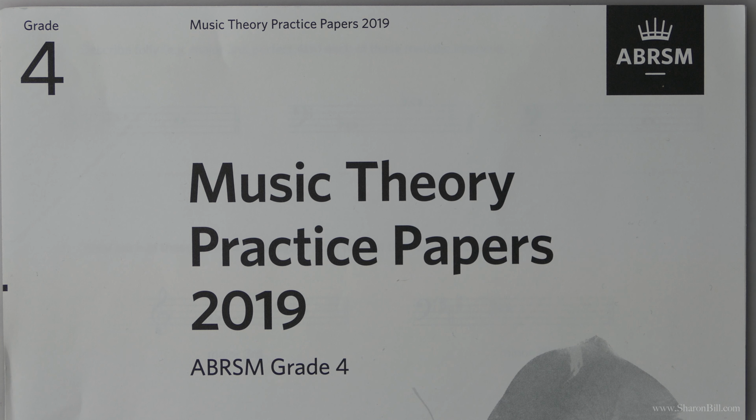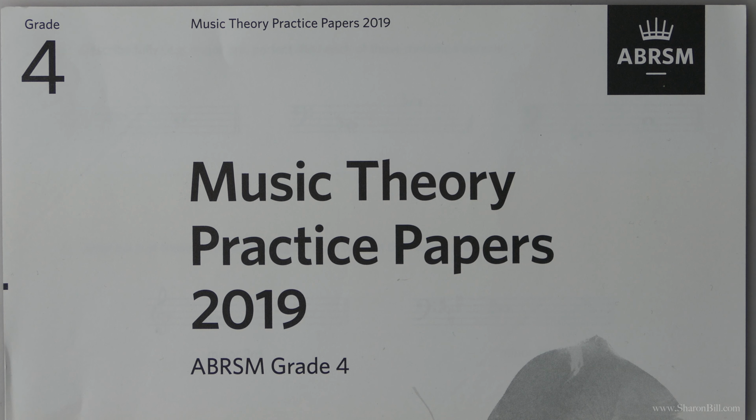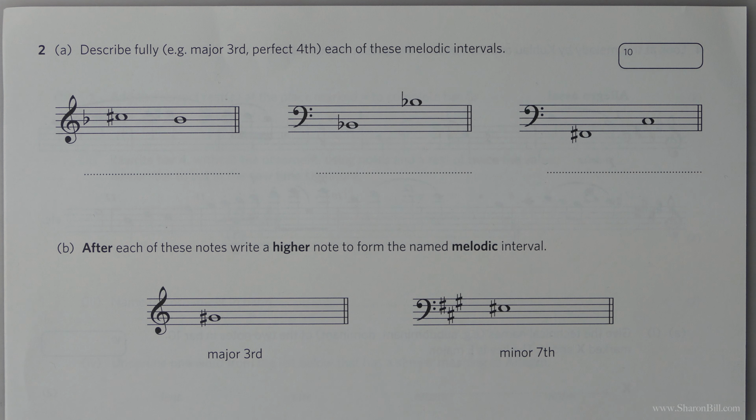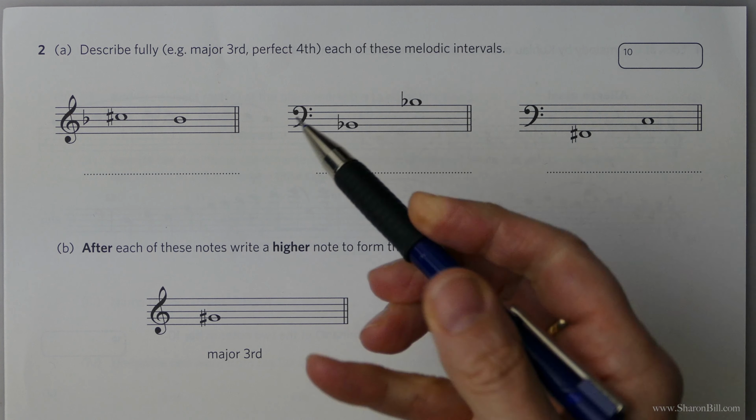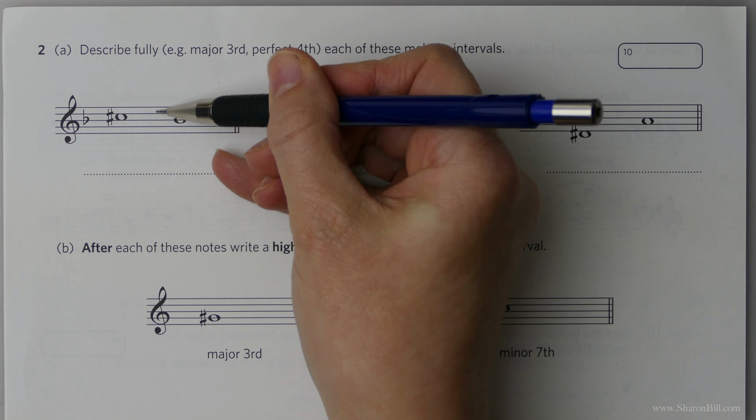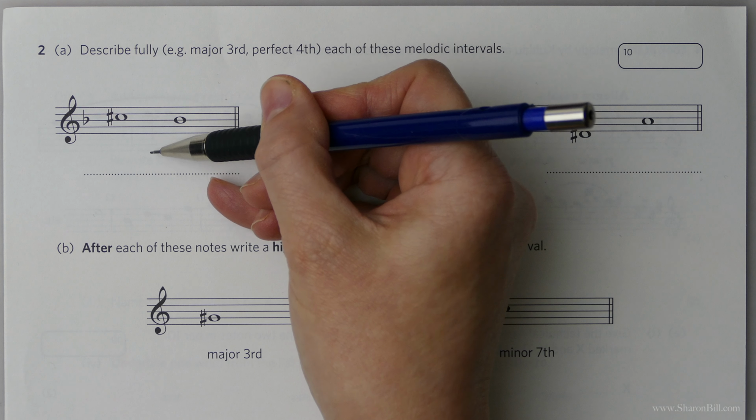And now we're going to continue with the 2019 Grade 4 Paper S. If you turn with me to page 23, we'll start with question 2. So I'm hoping you've had a go of these and now we can check through them together. We've got to describe these melodic intervals. Melodic intervals mean one comes after another like in a melody, rather than a harmonic interval where they come together like a chord or a harmony.